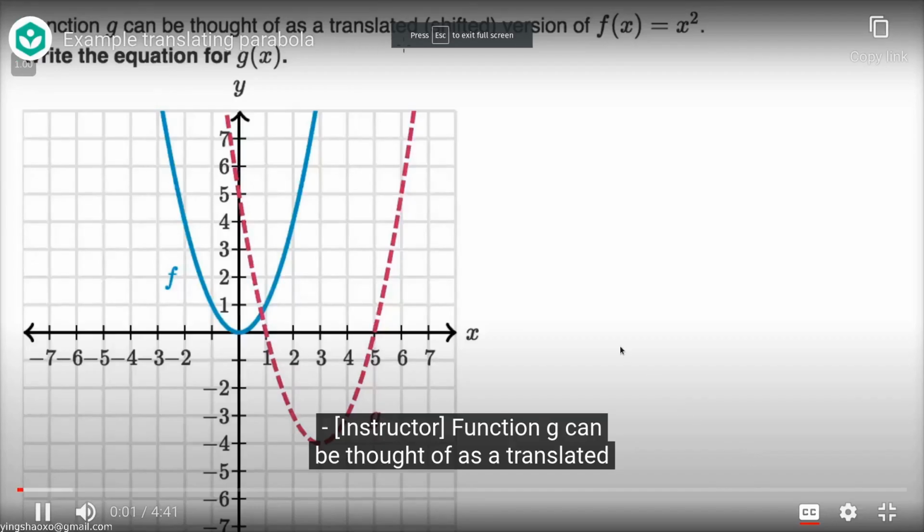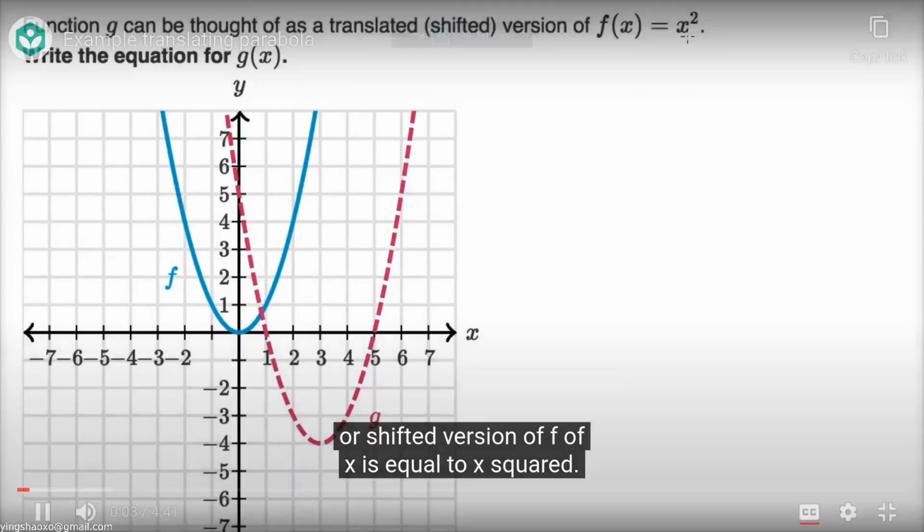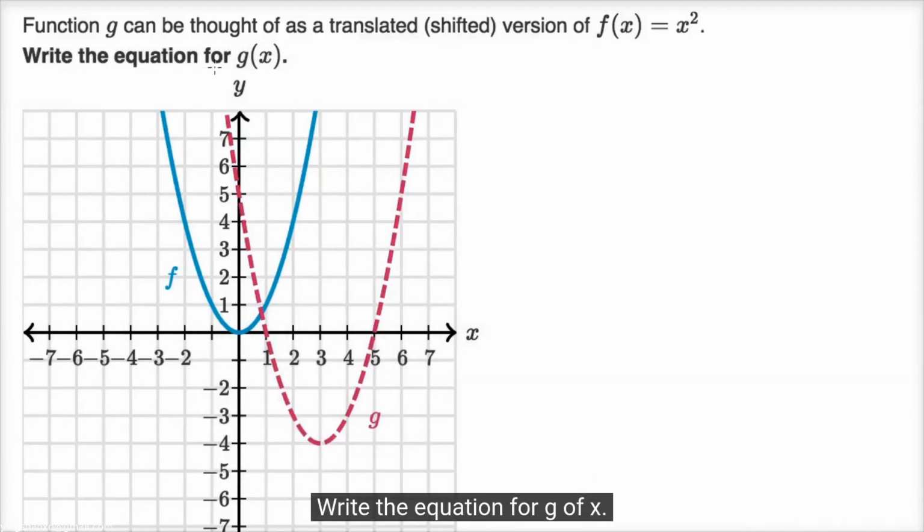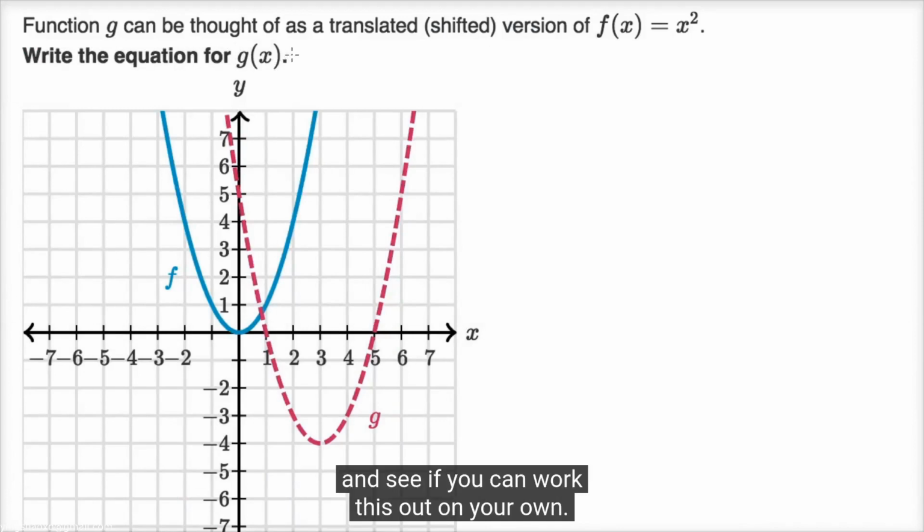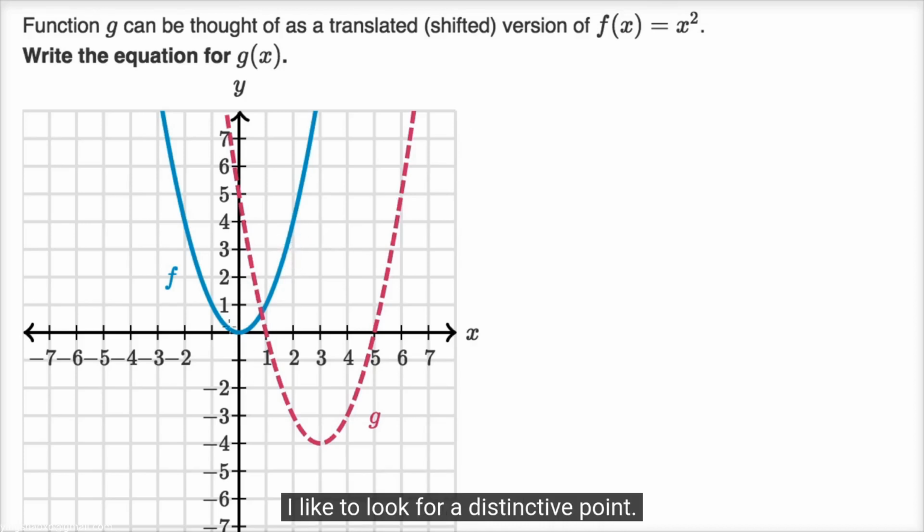Function g can be thought of as a translated or shifted version of f of x is equal to x squared. Write the equation for g of x. Now pause this video and see if you can work this out on your own. All right, so whenever I think about shifting a function, and in this case we're shifting a parabola, I like to look for a distinctive point. And on a parabola, the vertex is going to be our most distinctive point.